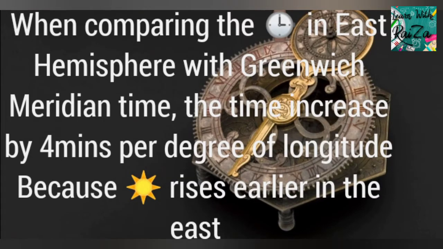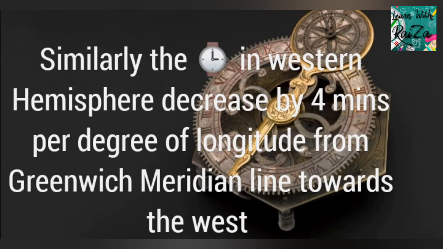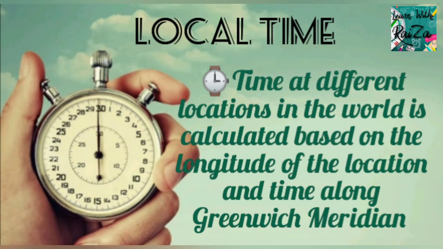Another amazing thing is that when comparing the time in the Eastern Hemisphere with Greenwich Meridian time, the time increases by 4 minutes per degree of longitude because the sun rises earlier in the east. So see how amazing the world is. Similarly, the time in the Western Hemisphere decreases by 4 minutes per degree of longitude from the Greenwich Meridian line towards the west. Remember this well: decreasing, increasing and the hemisphere for the direction, okay? Now let's move into the next part of the lesson, the local time.